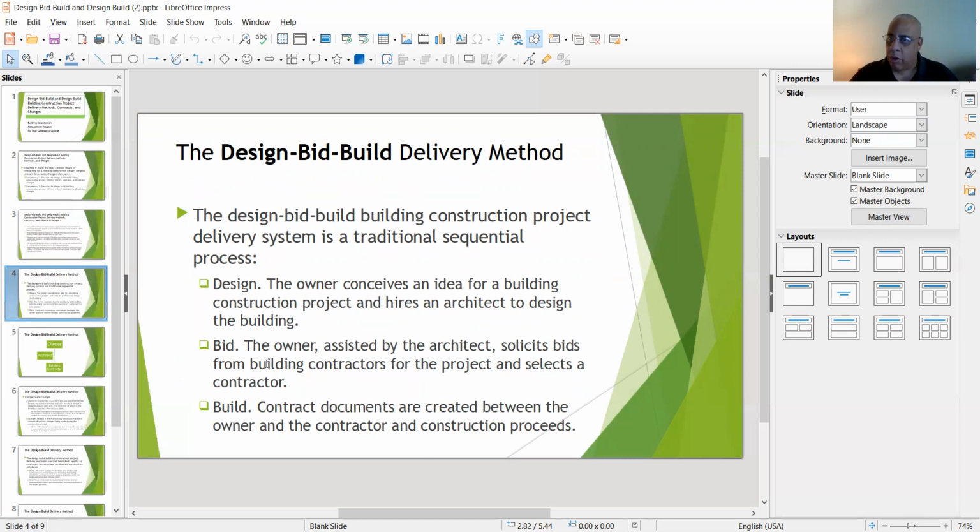That's where the owner, who is assisted by the architect, solicits bids from building contractors for the project. And once the bids are in, of course, here in America, the lower bid, or the contractor who has the most qualifications, will win the bid, and the contractor is selected. Then you have the build. The build is very important because the construction contract documents are basically created between the owner and the contractor. And once the I's are dotted and the T's are crossed, construction will proceed.